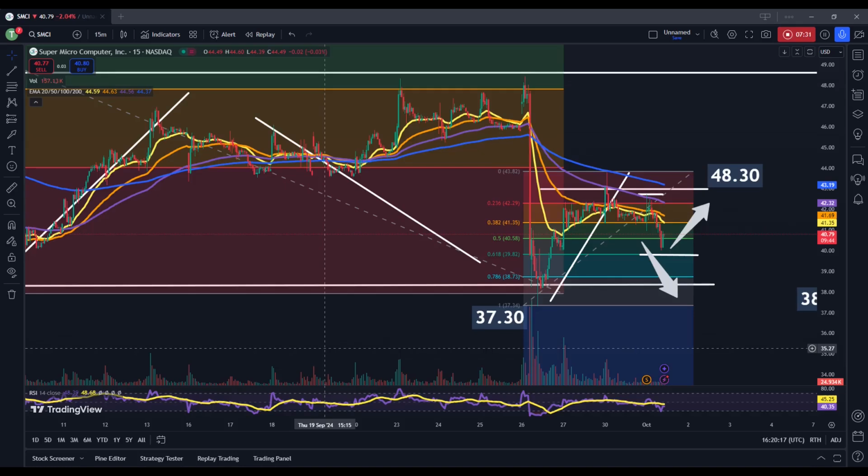So here's the current stock market update for Super Micro Computer, stock ticker SMCI.